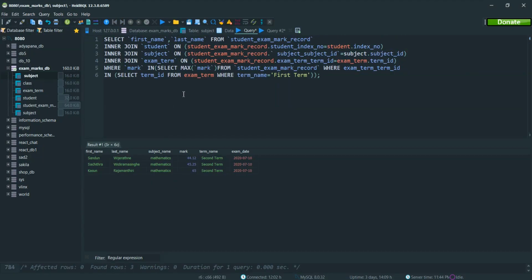We also have used 2 subqueries along with 3 inner joins to combine the tables together. We have used the max function to get the highest mark, the highest number from this table. Let's execute and see.